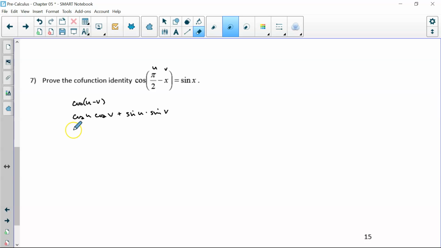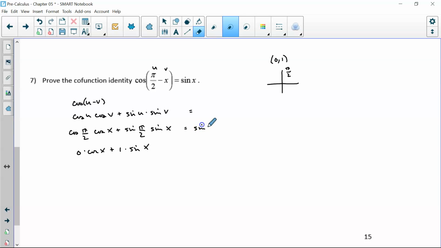And we're going to fill in our values. So cosine of pi over 2 times the cosine of x plus the sine of pi over 2 times the sine of x. Now pi over 2 is one of our quadrant angles. It's up here, and that's located at 0, 1. So our cosine is the x. So the cosine of pi over 2 is 0 times the cosine of x. The sine of pi over 2 is our y. It's 1 times the sine of x. And our goal is to see, does it equal the sine of x in the end?